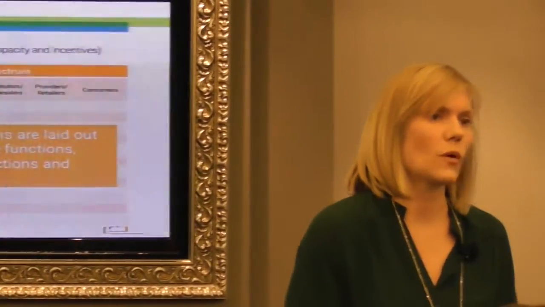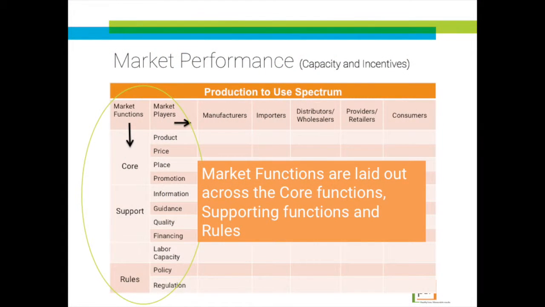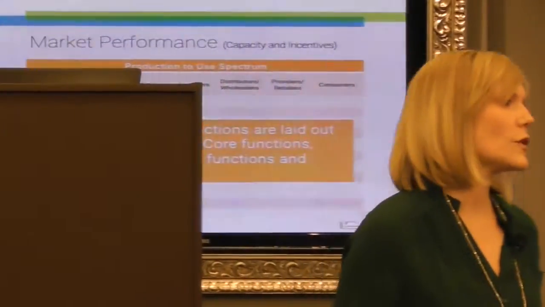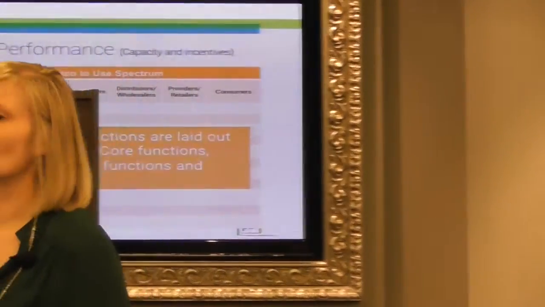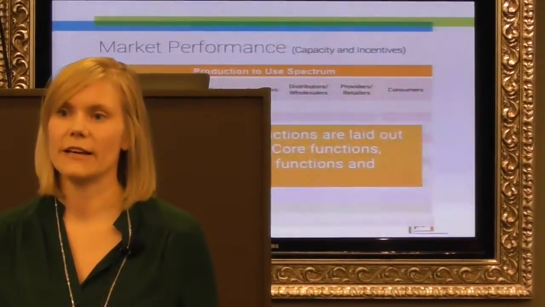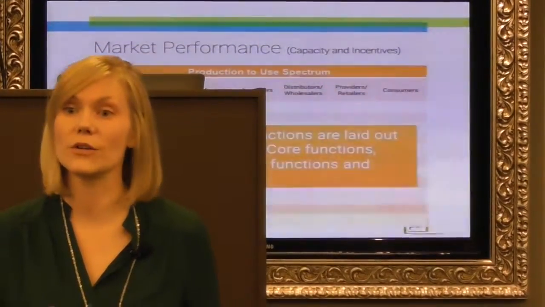When we move into the supporting functions, here you have the subcategories of information: guidance, quality, financing, labor capacity. These are areas that PSI is not typically collecting information in. And it's really important for us to understand how those supporting functions are working in the market or not. What is the importer's capacity and incentives to offer financing, for example? What is a certain provider's labor capacity? Do they have the capacity to do testing, or do they need training?